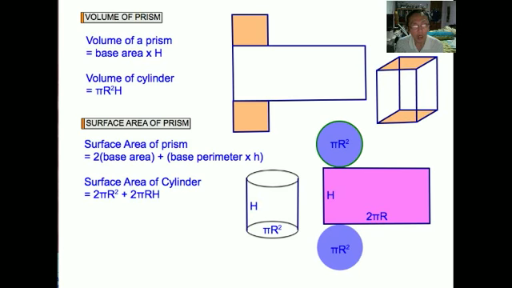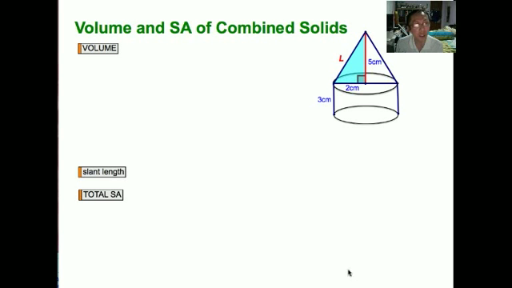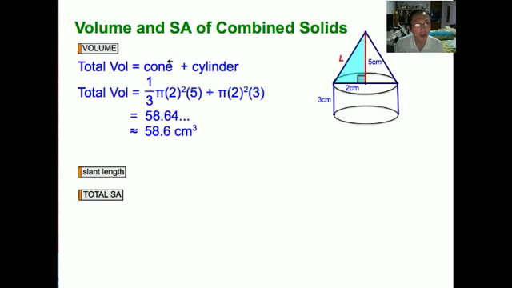In this topic, we are interested in finding the volume and surface area of combined solids. The volume of this solid here is simply the volume of a cone added to the volume of a cylinder. Volume of a cone is found by the formula 1/3 pi r squared times the height, and the volume of a cylinder is pi r squared times the height, giving us a total of 58.6 cm cubed.